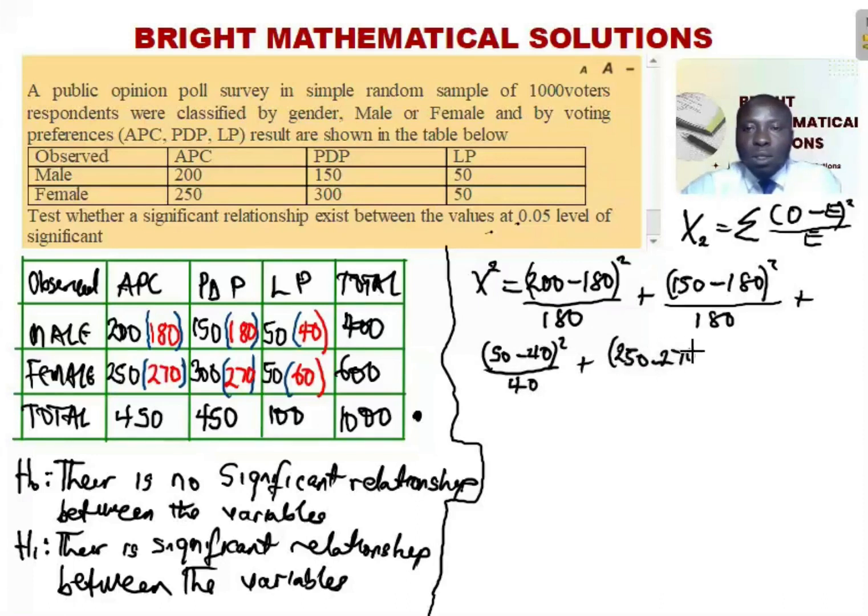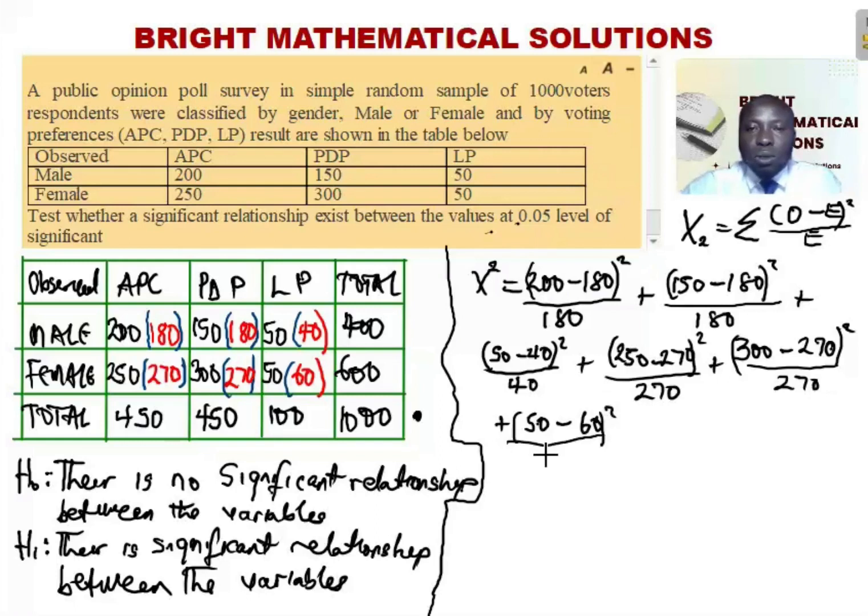plus the fourth one, that is 250 minus 270 all raised to power 2 divided by 270 plus the fifth one, that is 300 minus 270 raised to the power 2 divided by 270, plus, and the last one, that is 50 minus 60 raised to the power 2 divided by 60. Please take note, it is the numerator that has the square. The square does not affect the denominator. The denominator stands out. So let us solve.